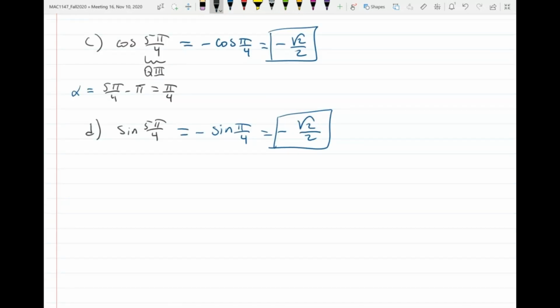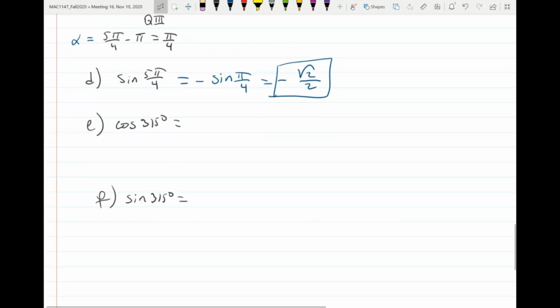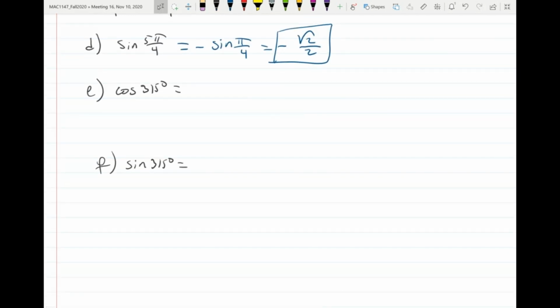All right. So let's see. How about 315? Cosine of 315, and therefore sine of 315. So go ahead and do this on your own. I'm going to give you 2 minutes to answer E and F. Time, I'm going to try another question.